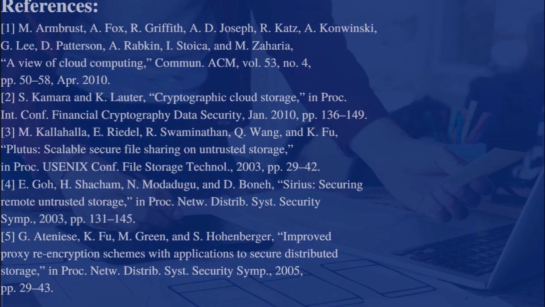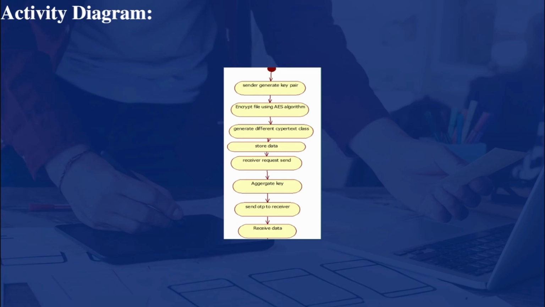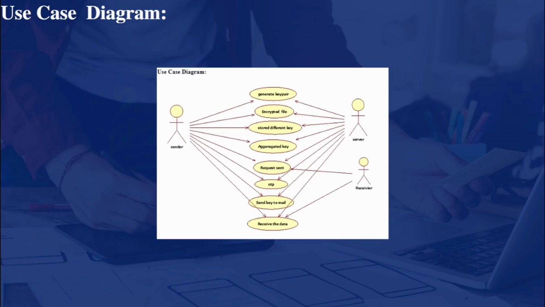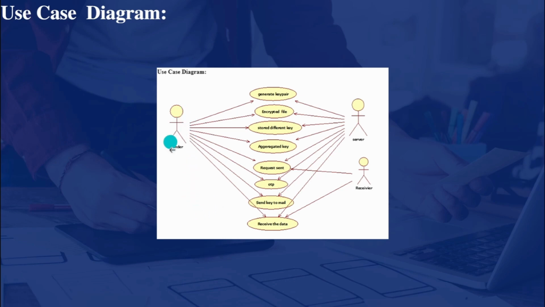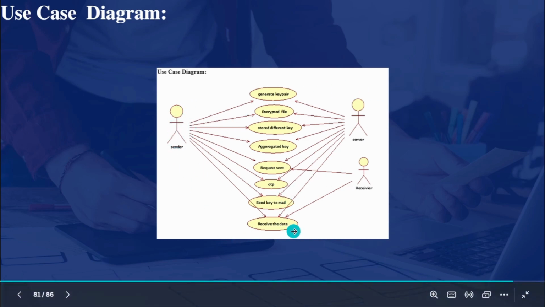So clear with this project, I am just giving you a brief overview. You can see here from the class diagram and use case diagram, there will be a sender. All these are the different users that are present in this project. There will be a sender, server, and receiver. They have different types of roles. So for example, they have a sender, a server, and then a receiver.